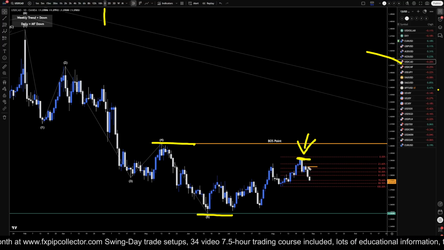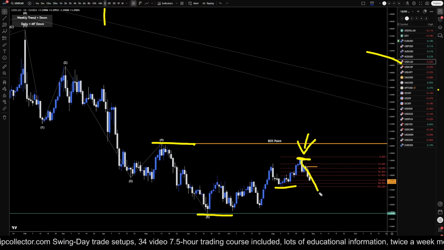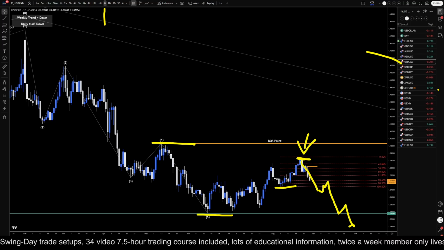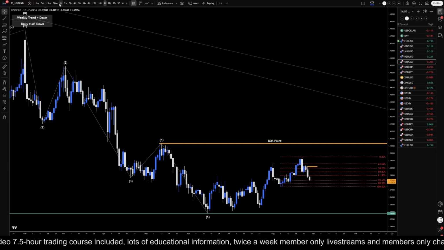If it is the end of a correction, it needs to go down. It needs to take out this low, maybe make a pullback, and then continue to make lower lows, lower highs on these very high time frames, which is great news for us.